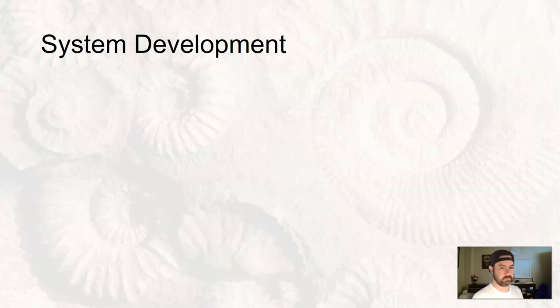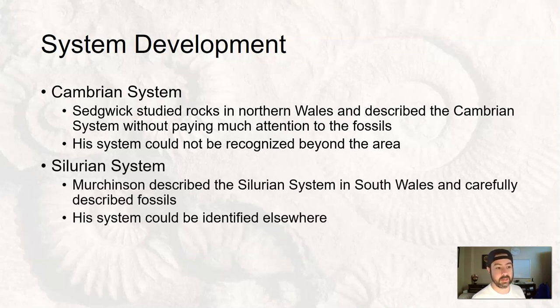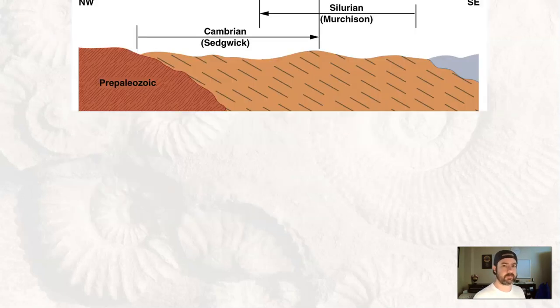But again, they call these things different systems. So the Cambrian system: there was a naturalist named Sedgwick who studied rocks in northern Wales and described the Cambrian system without paying much attention to fossils, but his system couldn't be recognized beyond the area. The Silurian system: Murchison described the Silurian system in southern Wales, but included fossils very carefully, and his system could be identified elsewhere. So these two things overlapped. This area Sedgwick was calling the Cambrian system. This area Murchison was calling the Silurian system, but there was an overlap in these systems.